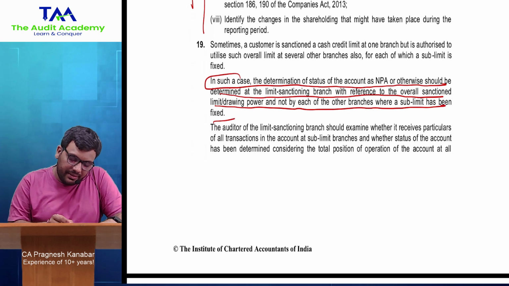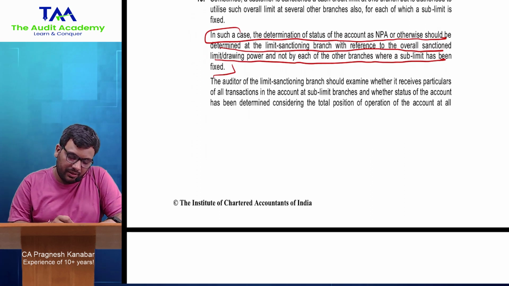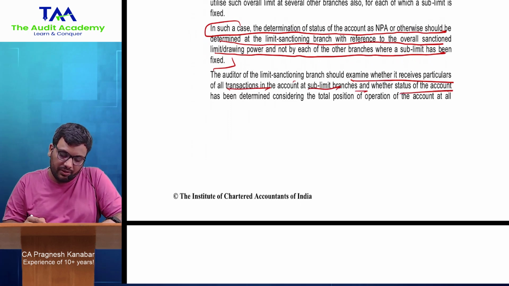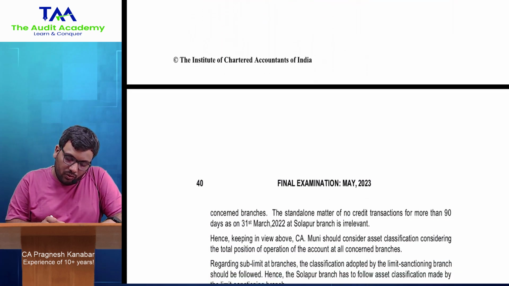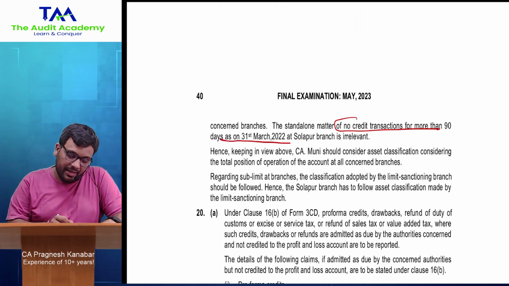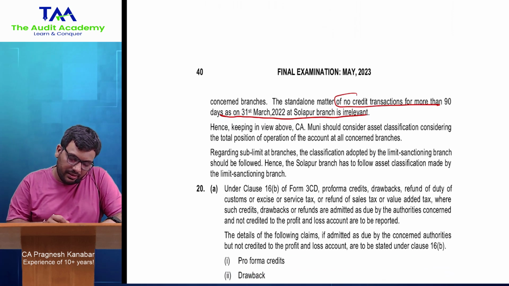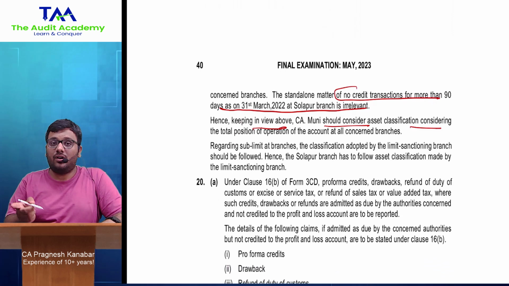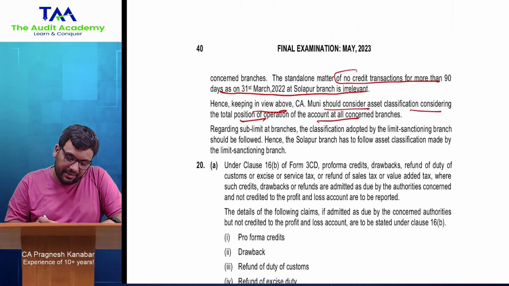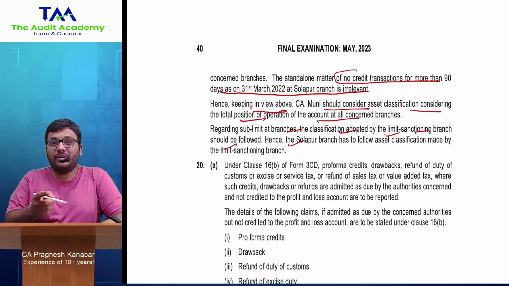The auditor of the limit sanctioning branch should examine whether it receives particulars of all transactions in the account at sublimit branches and whether status of the account has been determined considering the total position of the operation of the account at all the concerned branches. The standalone matter of no credit transactions for more than 90 days at Solapur branch is irrelevant. Hence, keeping in view, CA Muni should consider this asset in total position of the account at all concerned branches. Regarding sublimited branches, the classification adopted by the limit sanctioning branch should be followed. Hence, the Solapur branch has to follow asset classification made by limit sanctioning branch.